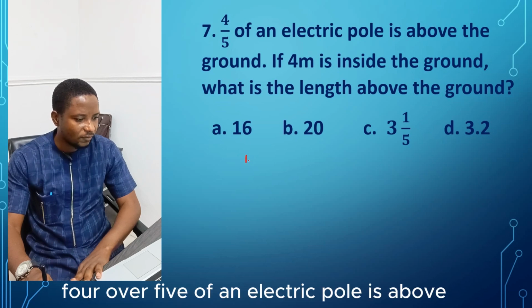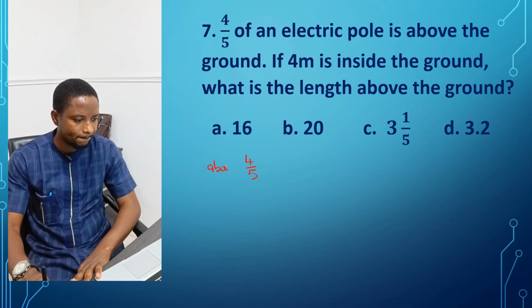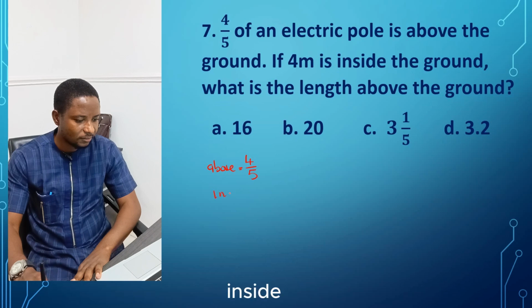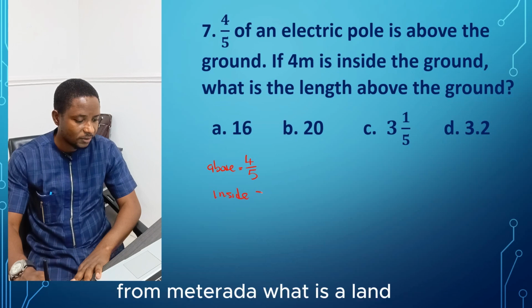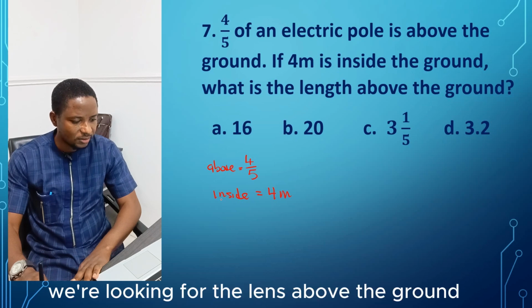4/5 of an electric pole is above. So if 4/5 is above, and then we're told that 4 meters is inside, what is the length above the ground? We're looking for the length above the ground.